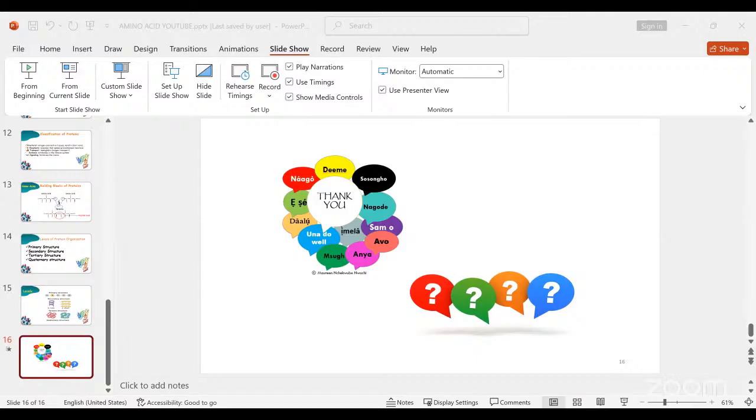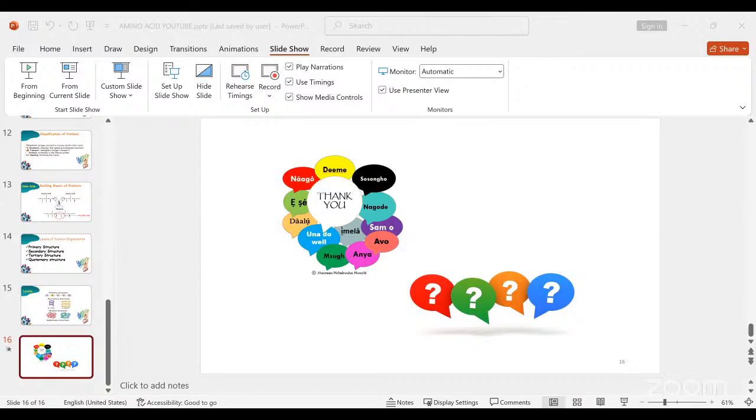Ernest, you asked about the quaternary structure. When you have two separate tertiary structures joined together, it is called a quaternary structure. Let me put it as two or more, or let's say more than one. Each of the units is now called a subunit.